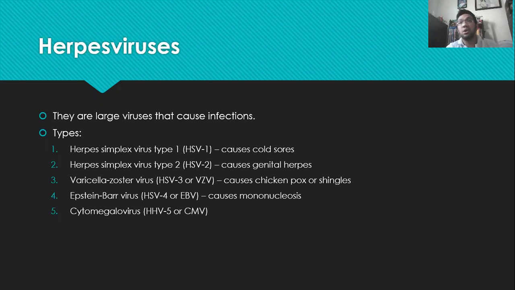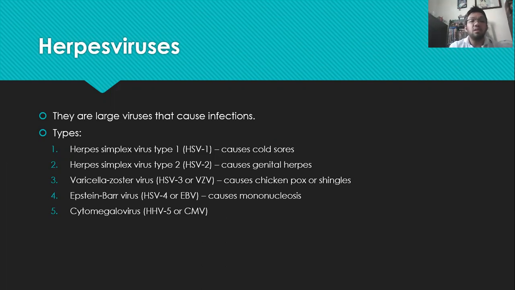We also have herpes viruses. When we talk about these kinds of viruses, herpes, it doesn't only pertain to the sexually transmitted infection. There are various forms of these viruses. And what are they? There are different types. You have the herpes simplex virus type 1, the HSV type 1, which causes cold sores. So sometimes we experience these things.